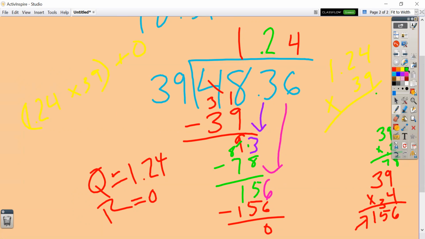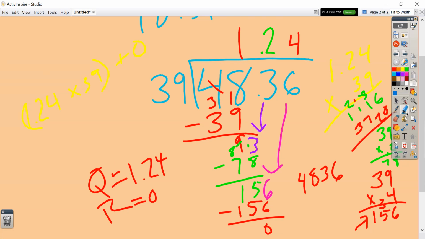4 times 9 is 36, 18. 9 times 1 is 9, plus 2 more is 11. Then I can go ahead and bring down my 0 for my tens place. 3 times 4 is 12. 3 times 2 is 6, plus 1 more. 3 times 1. So I'm going to add it over here because I ran out of space. 6, 3, 8, 4, 4, 8, 3, 6.